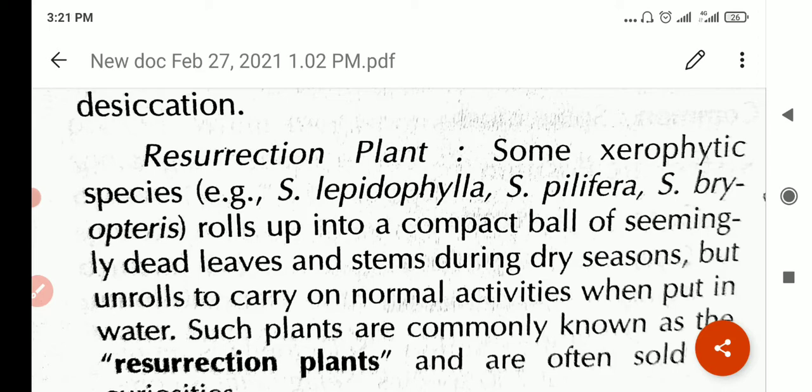You will just look like a ball of dead leaves, but as soon as you throw it in water, it will live again, you know. So like Jesus, no, he was resurrected on the third day. So these plants are also known as resurrection plants. You can see them, obviously not here, because we'll find them only in the desert.